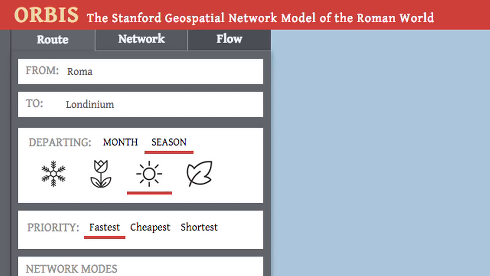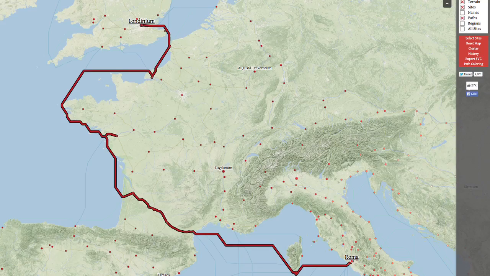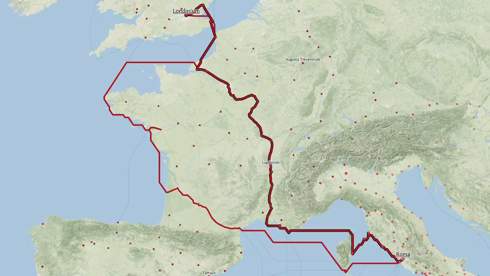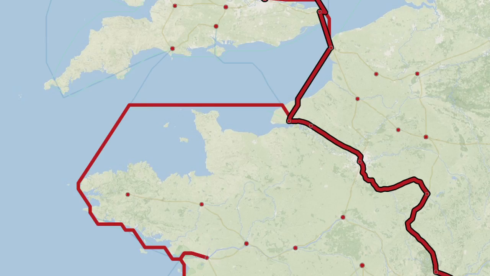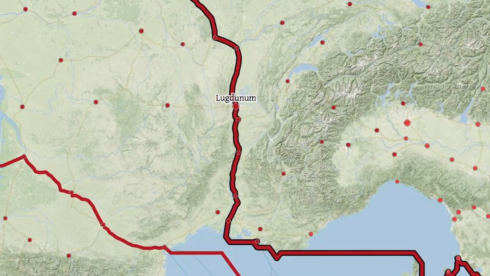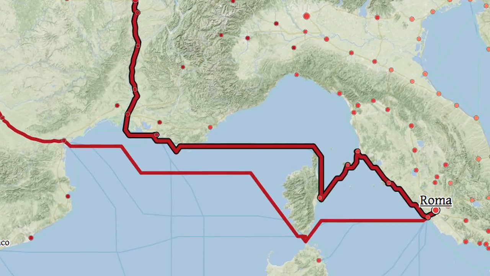And what Orbis tried to look at was the contingent shape of the Roman world that was based on priority, time of year, and mode of travel, mode of transportation, to try to give a more realistic, more historical understanding of what the shape of the Roman world looked like to the participants within it.